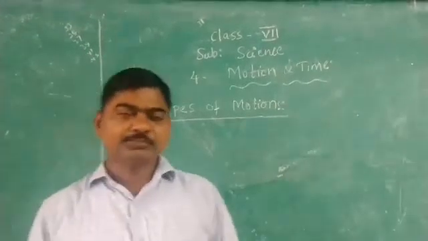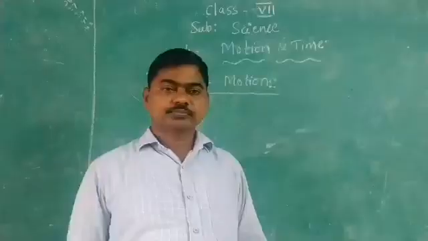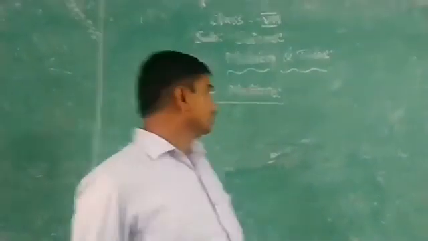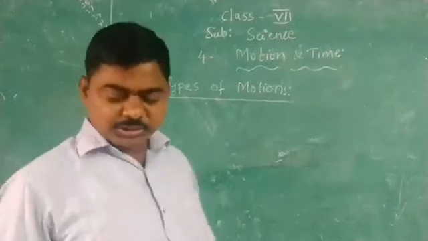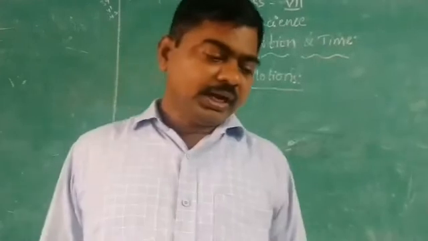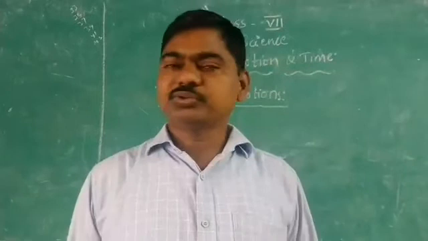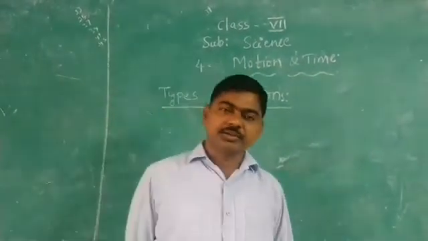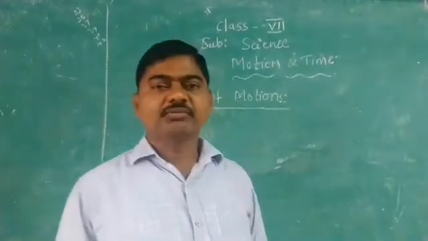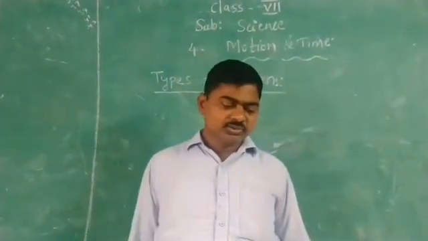If you want to see the types of motion, see here. Let us discuss this one: a car traveling along a straight line. Whenever you are going in a straight line, what type of motion can you see? Yes, a straight or translatory motion.